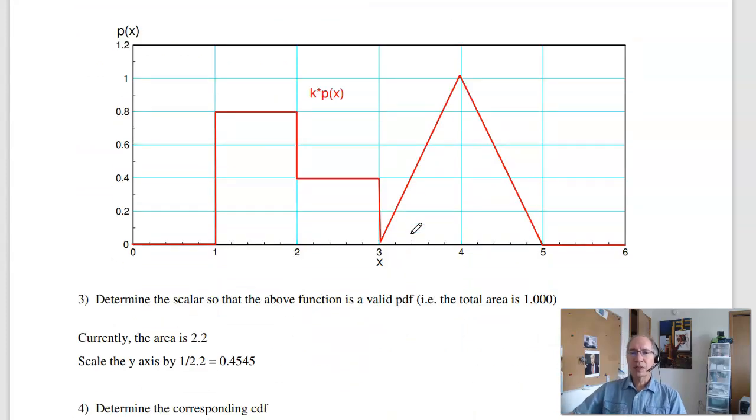Problem 3 says, suppose I have this PDF, scale it so that it's a valid probability density function. What that means is the area has to be 1. If I take it as is, the current area is 2.2, so this area is 0.8 times 1, 0.4 times 1, and a triangle, the area is 1/2 base times height. Add it all up, I get 2.2. So to scale it, all this has to be times 1 over 2.2, or times 0.4545. So this really ought to be 0.4545 and proportional. Then it's a valid PDF.